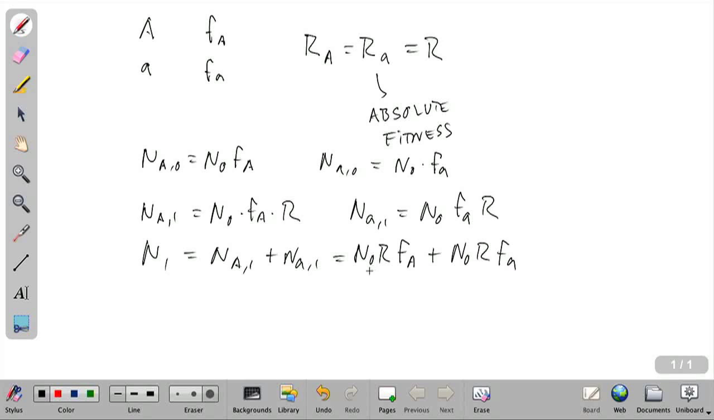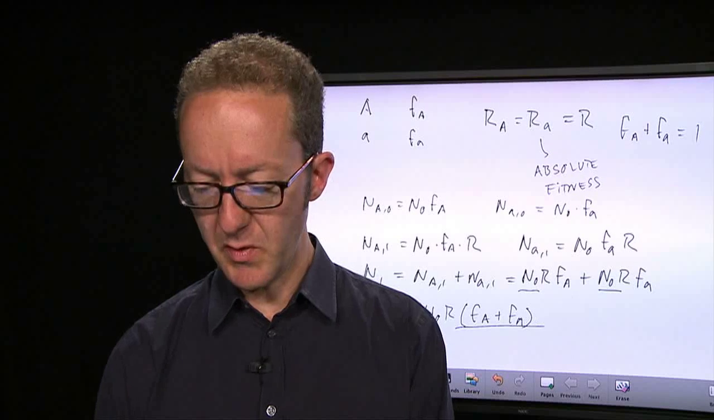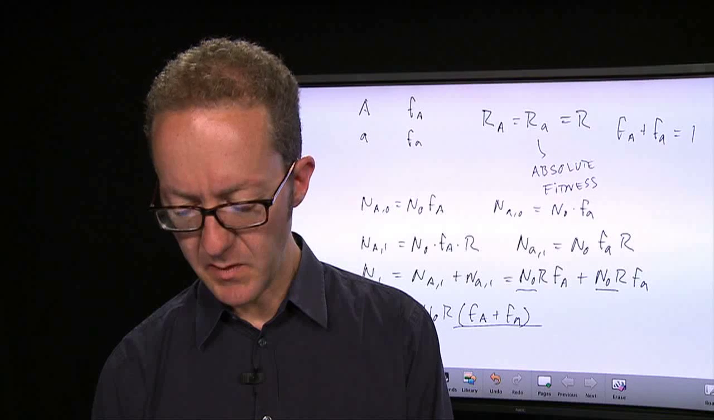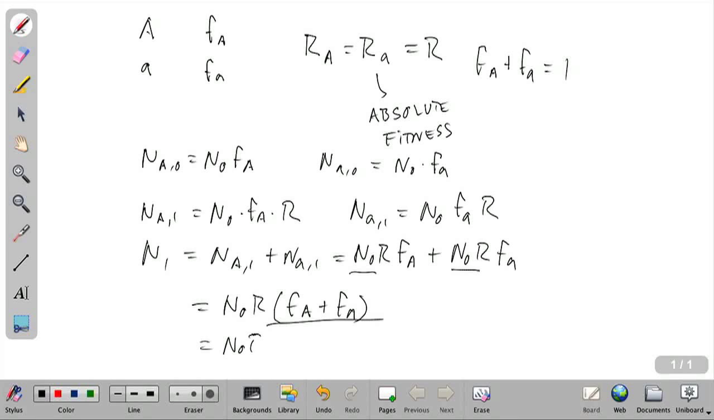You can see that there are some terms that occur in both of these. We can put these outside a parenthesis, and then we have an expression like this. Now, we know that since this population consists only of uppercase A and lowercase a individuals, the two frequencies must by definition sum to 1. So in this expression, they go out, and all we have left is N0 times R.